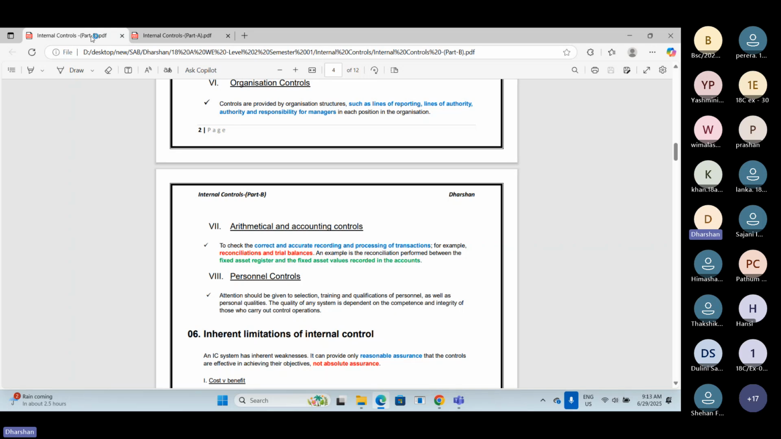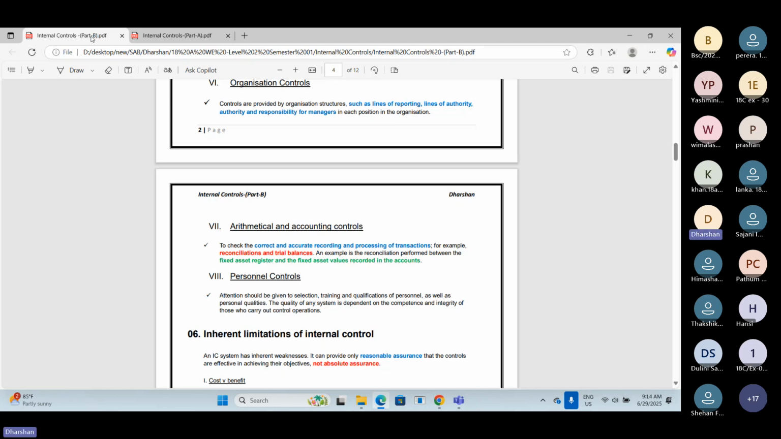And the seventh control, arithmetical and accounting records, is to check correct and accurate recording and processing of transactions. For example, reconciliation and trial balances. Whether any deviations or differences are there between the bank statement and the cash book. Why should we compare them? In order to match both the cash book and the bank statement. That will come under arithmetical and accounting records. Those controls come under arithmetical and accounting controls.